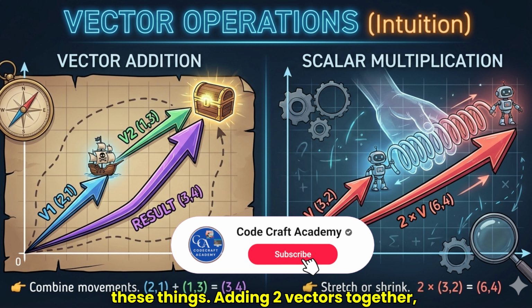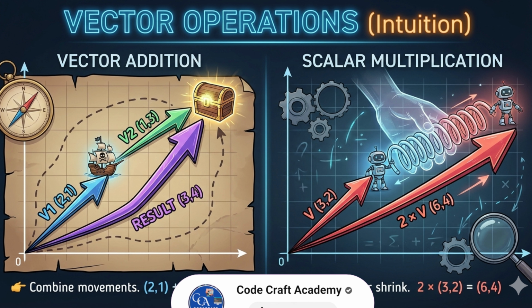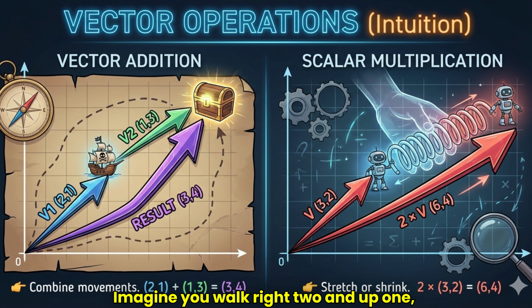Adding 2 vectors together, that's just like combining 2 trips. Imagine you walk right 2 and up 1, and then from there, you walk right 1 and up 3. What's your total trip? Well, it's right 3 and up 4. And multiplying a vector by a plain old number, what we call a scalar, that just stretches or shrinks the arrow. So 2 times our vector just means you point it in the exact same direction, but make it go twice as far.